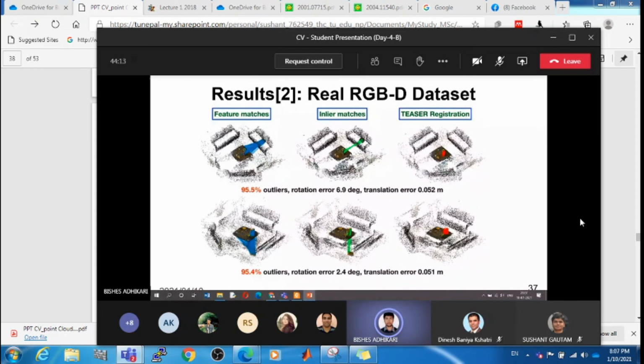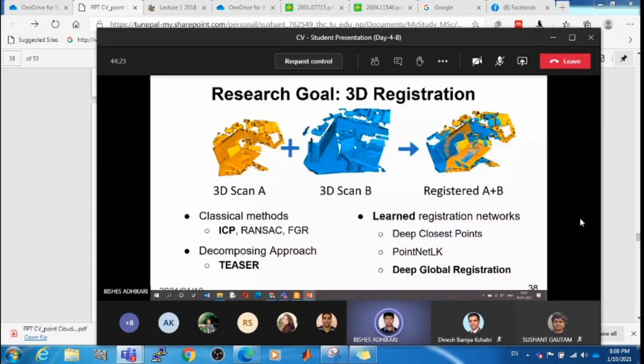Now, as we already know, the process of 3D registration that we have been discussing all along has a variety of approaches, and it involves alignment of 3D scans and then registration estimation using those scans.